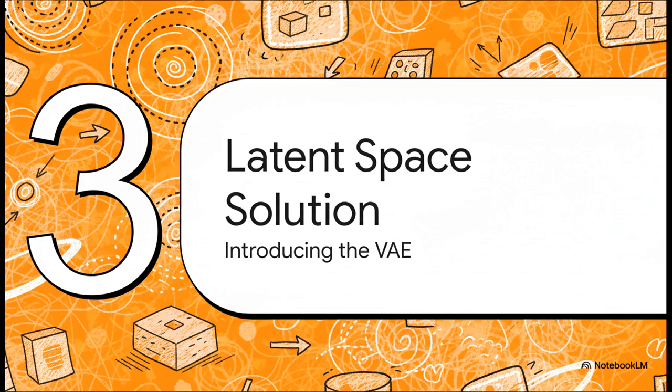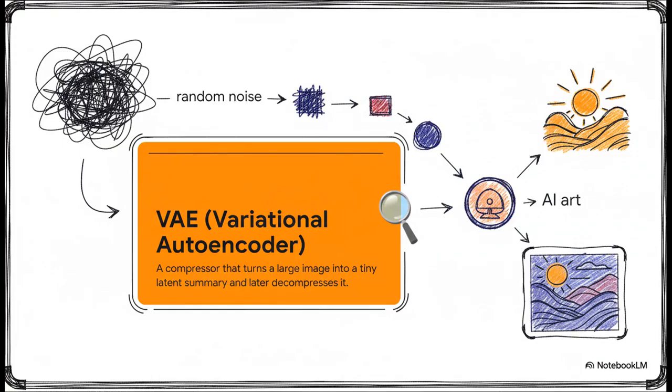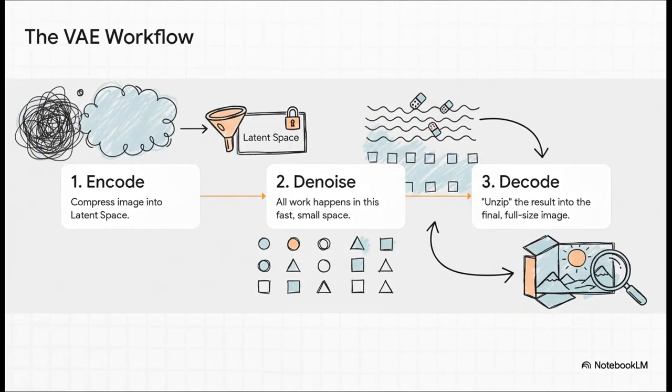And the tool that makes all this compression possible is called the VAE. So the VAE, or Variational Autoencoder, basically acts like a highly sophisticated zip file for images. It can take a large 512 by 512 pixel image and just squish it down into a tiny 64 by 64 latent summary. It keeps all the essential information, but makes the whole thing 48 times smaller and so much faster to process.